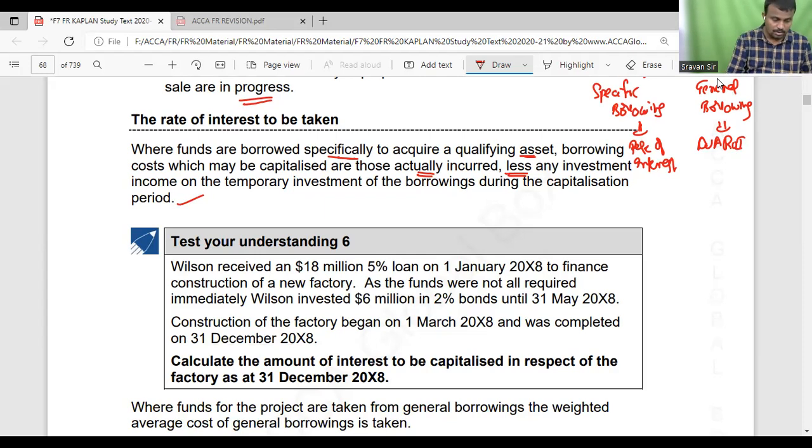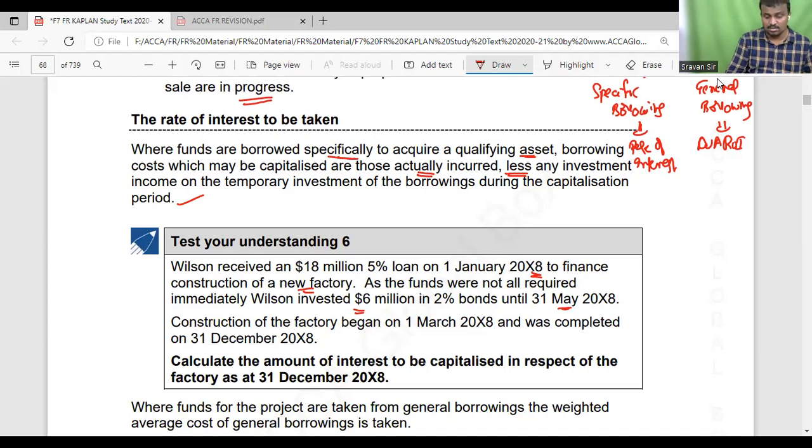Okay, so for example, I will explain here. Wilson received an $18 million, 5% loan on 1st January 2008 to finance construction of a new factory. As the funds were not all required immediately, Wilson invested $6 million in 2% bonds until 31st May 2008.